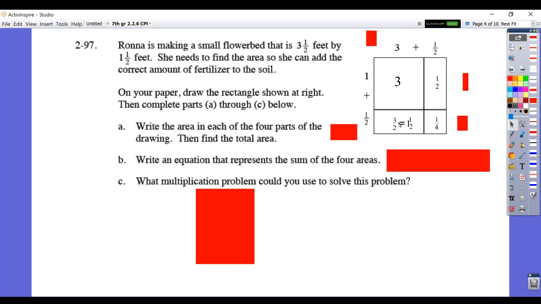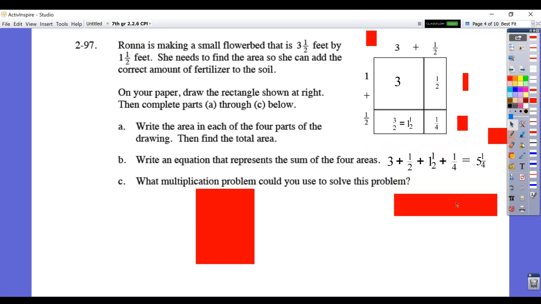And then you could add those parts together to get the total area. Okay. So the sum then would be 3 plus 1/2 plus 1 1/2 plus 1/4. You would need to get common denominators. You also end up with an improper fraction, so you end up changing it to the mixed number 5 1/4.